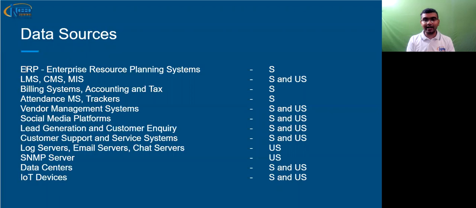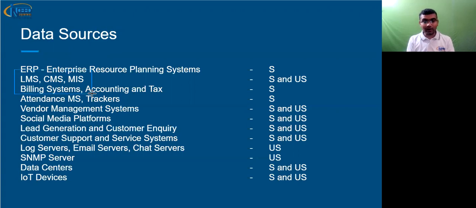So you can see that ERP, that is Enterprise Resource Planning Systems. Here, mostly we will find structured data because at the backend, if you see, there's a database and everything gets managed or gets stored in the database tables. Then we have LMS, CMS, and MIS. So learning management systems, customer management or content management systems. Then we have management information systems. These systems may contain structured data. They contain structured data as well as semi-structured and unstructured.